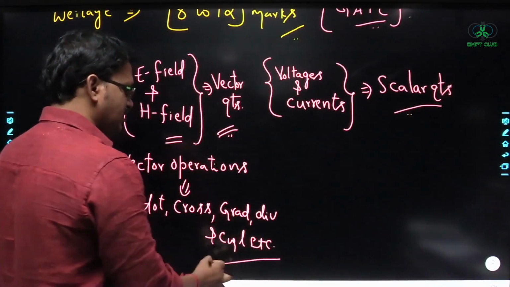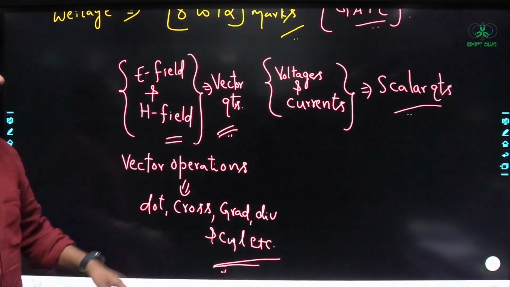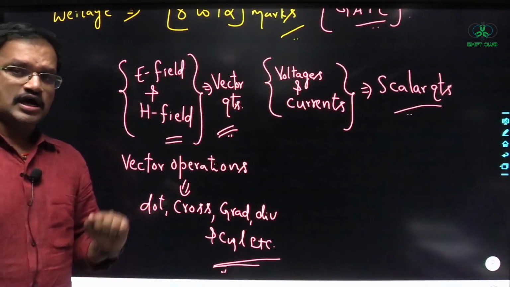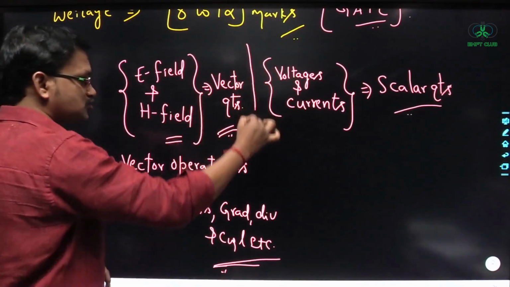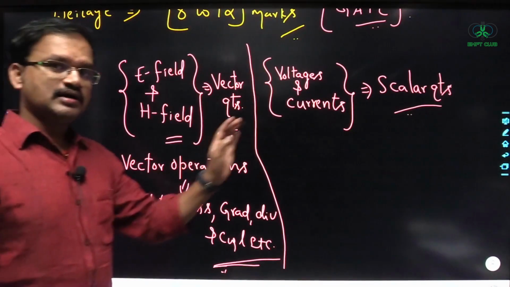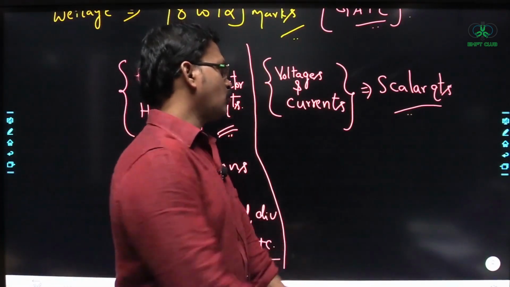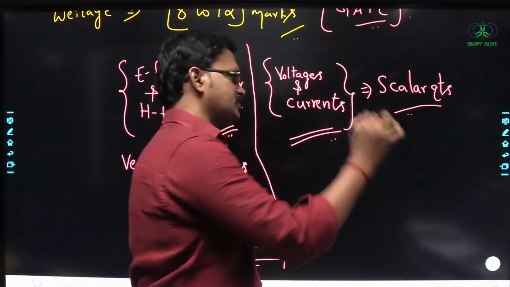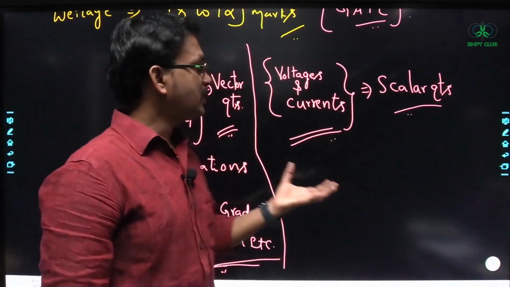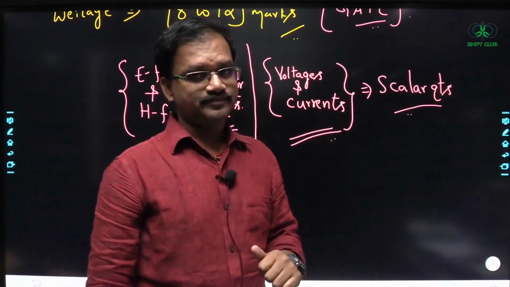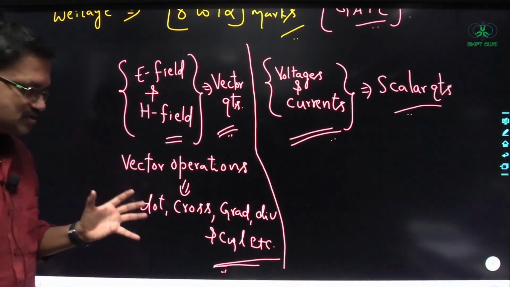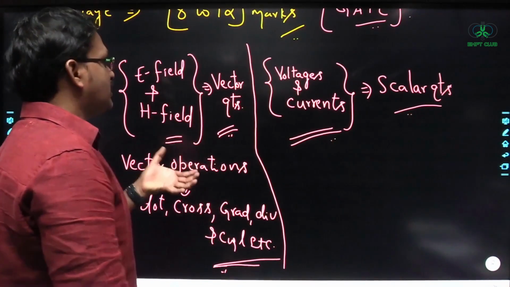Generally the student is not that familiar in dealing with vector quantities and vector operations. That's why the student will feel difficulty in learning this subject, whereas in other subjects they deal with only scalar quantities. Dealing with scalar quantities is much simpler compared to vector quantities. Understood? This is the main reason why students are not that comfortable in learning electromagnetics.